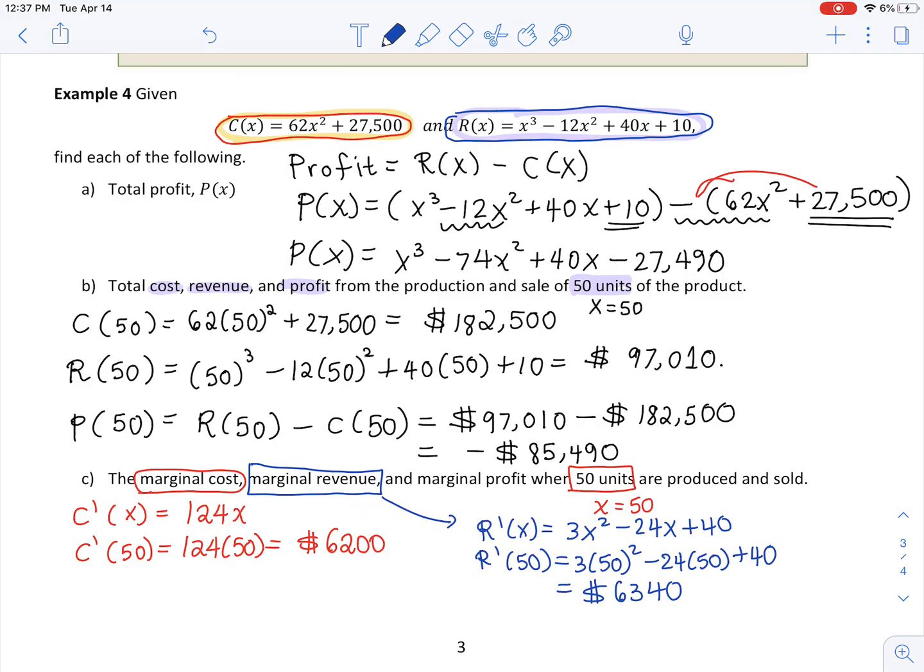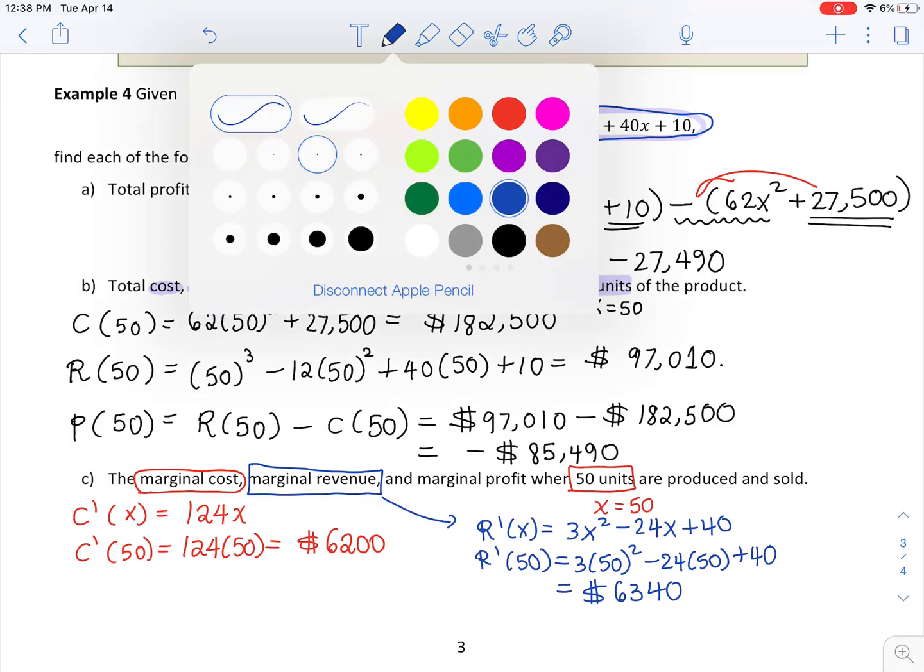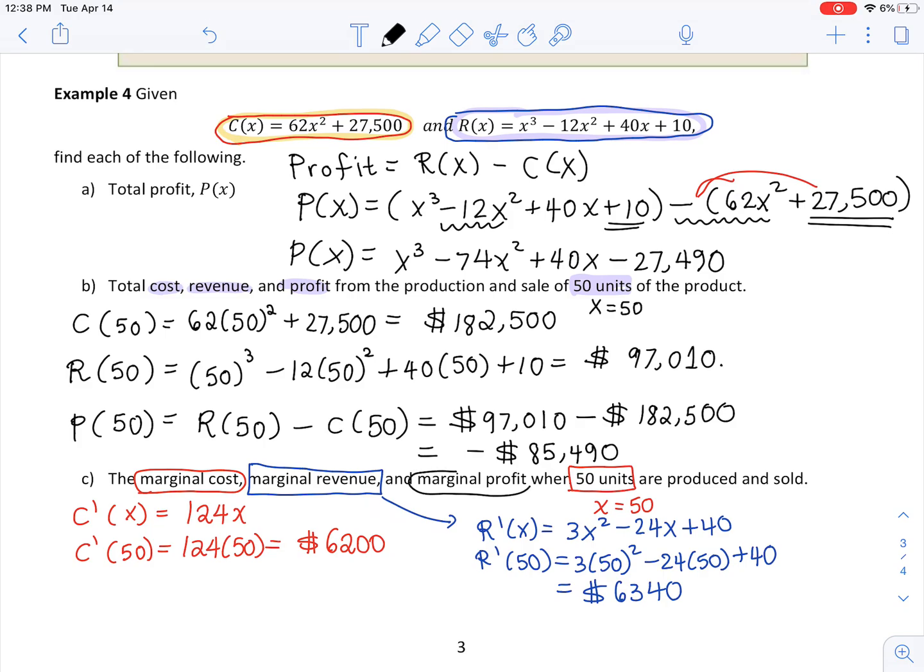$6,340. So once 50 units have been sold, the approximate revenue from the 51st unit, the marginal revenue, is $6,340. So let's do the very last one. What about the marginal cost? Marginal profit.